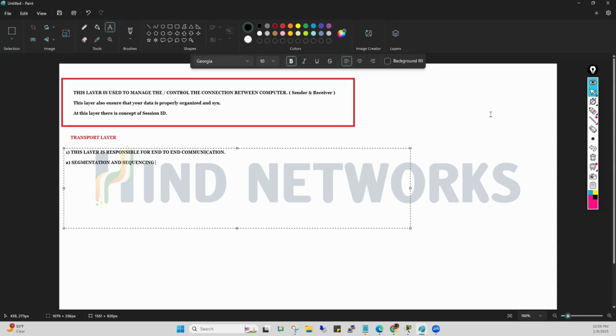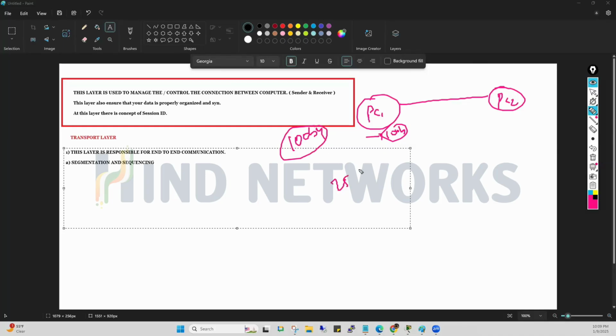For example, there is 100 bytes of data, that is PC number 1 and that is PC number 2, and that is the link. If PC number 1 wants to share the 100 bytes of data, PC number 1 never shares the complete data in one go. What will PC number 1 do? PC number 1 will break this data into small chunks: 25 bytes, 25 bytes, 25 bytes, 25 bytes. It means there are how many chunks? A total of 4 chunks. And that is called a segment.